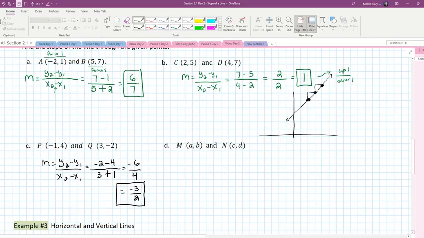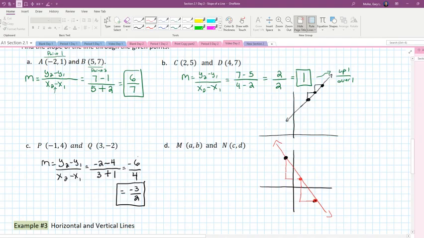So let's check this one as well, just to see it happen. All right, negative 1, 4. Negative 1, 1, 2, 3, 4. That's here. And 3, 1, 2, 3. Negative 2, 1, 2. And we're saying that we're going to have a slope of negative 3 halves. So 1, 2, 3 negative, 2 positive puts me there. That's why we're saying the slope is negative 3 halves.